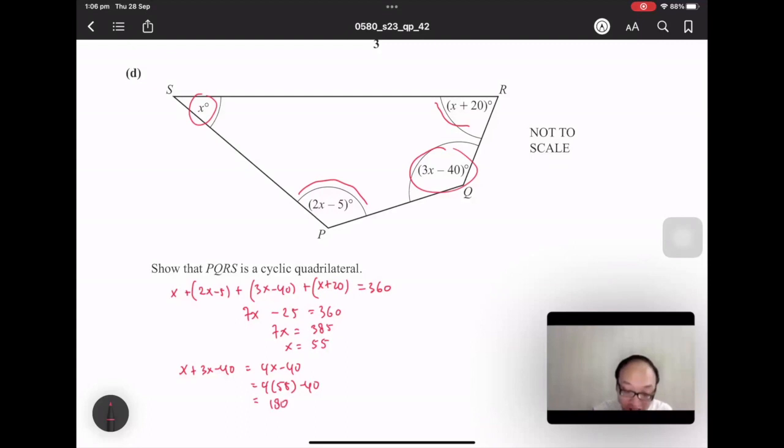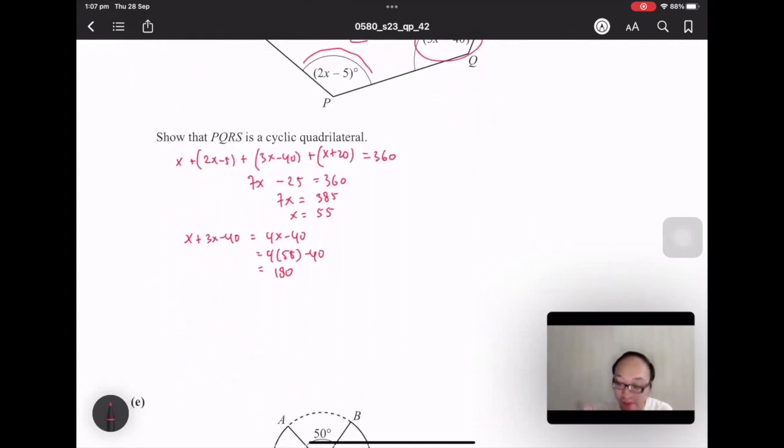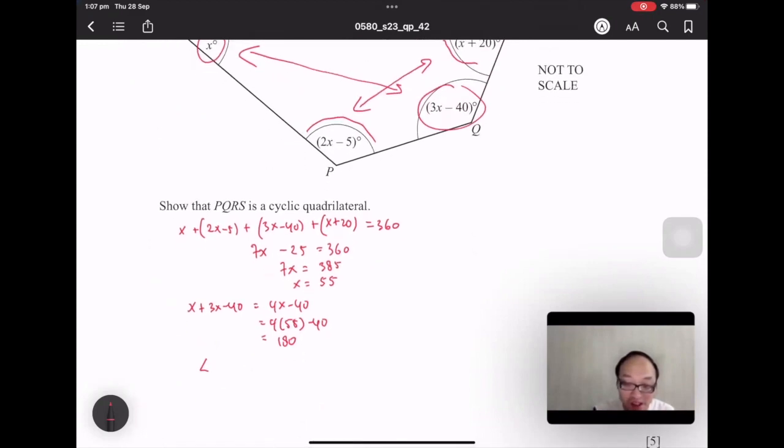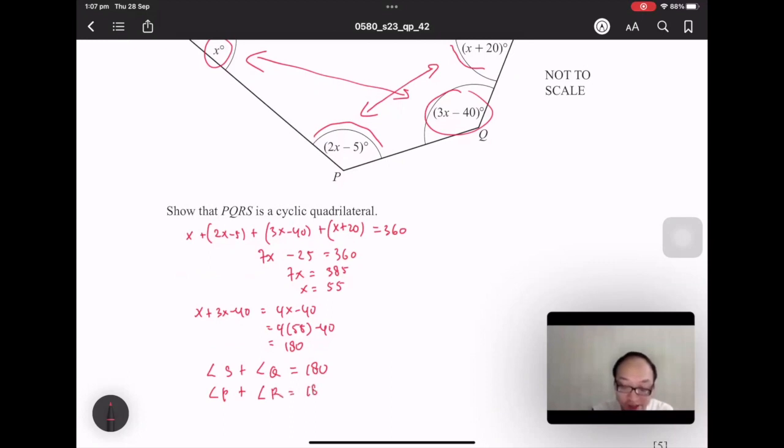180. So if the two opposite angles sum up to 180, that means the other opposite angles sum up to 180 also. So that's why we can say that this is a cyclic quadrilateral. So angle S plus angle Q equals 180. Angle P plus angle R is also 180 degrees. So this is a cyclic quadrilateral.